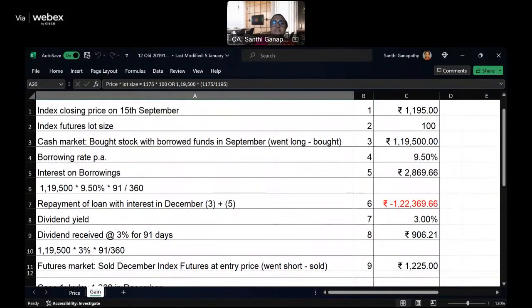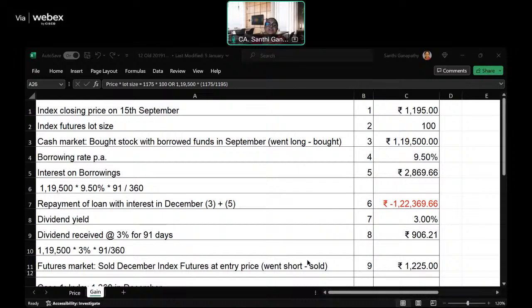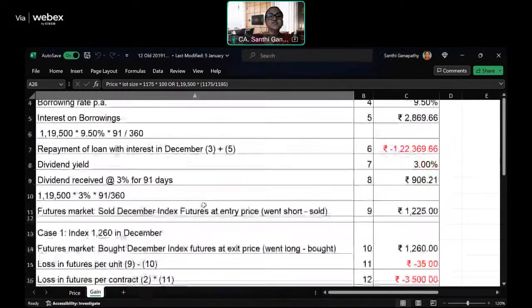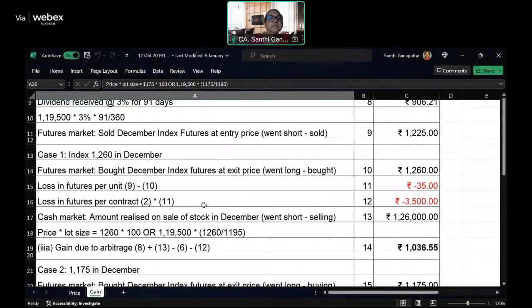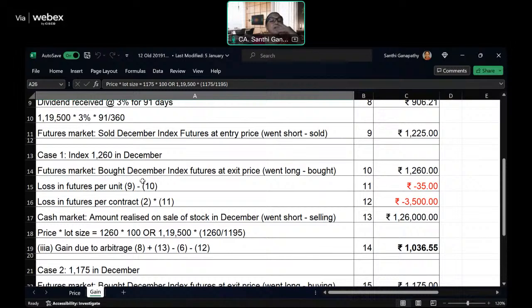Next, this is what happened in the beginning. Now they have given you two scenarios. Calculate gain and loss if index on 15th December closes at 1260, that is one scenario, and 1175, that is the other scenario. So 1260 means what happens? It's 1260. You bought December index futures at exit price 1260, loss in futures.